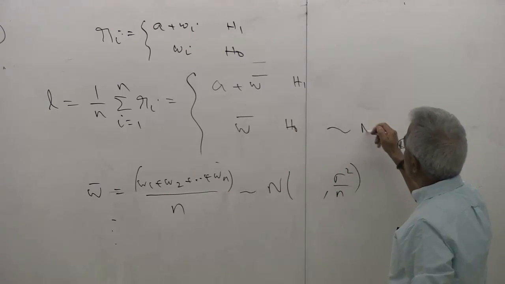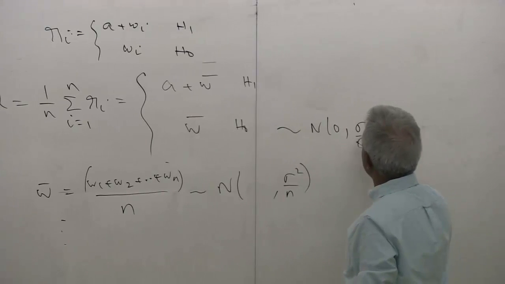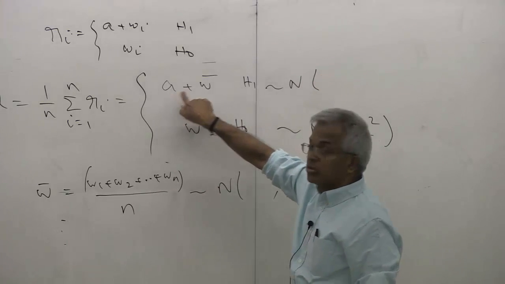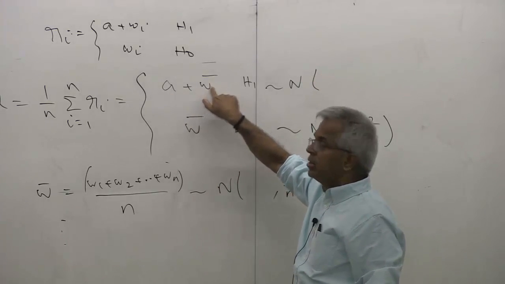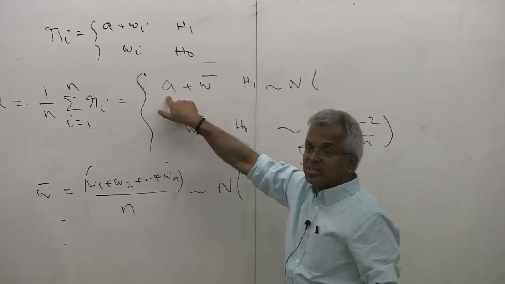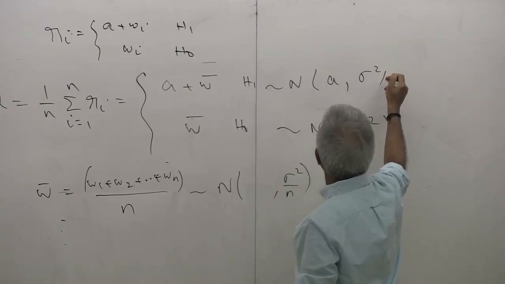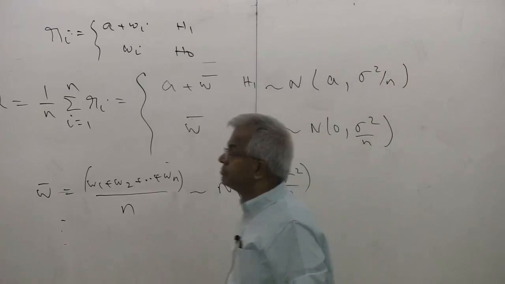So this is normal with mean zero, variance sigma squared over n. And this is also normal, because it is a constant plus the same Gaussian random variable. This is a constant, so the variance doesn't change, only the mean changes. So this is normal with mean A, variance sigma squared over n. Okay.